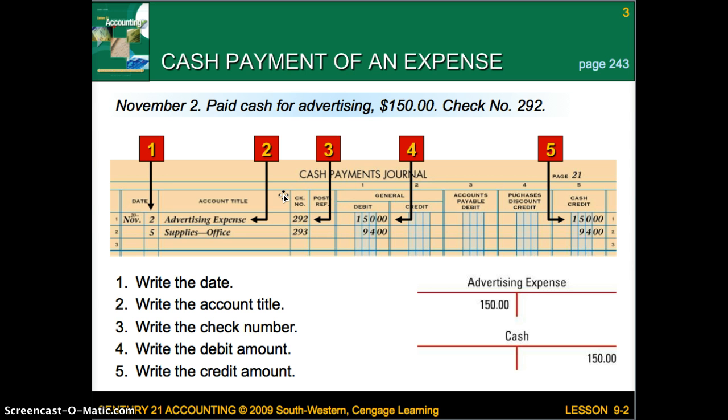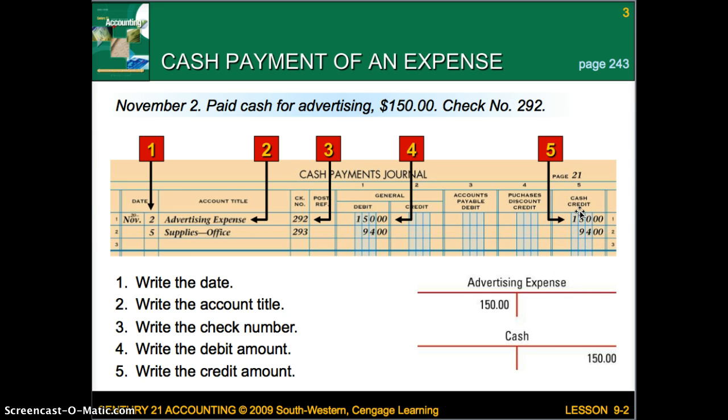So here we go. November 2nd, we paid cash for advertising, $150. So we need to look and see what our transaction is really telling us. It's telling us that we've paid cash and that we, in return, have gotten advertising. So we're going to write the date, November 2nd. We know that advertising is an expense, so we will call this advertising expense. We did this with check number 292, and the amount was $150. So we have a column here only for cash credit. Anytime that cash is credited, the number will go here. So we have our cash credit here.